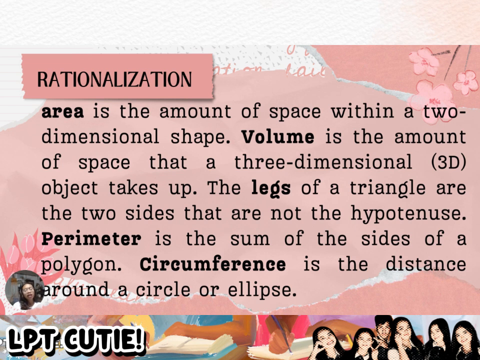So the area is actually the amount of space within a two-dimensional shape. Meanwhile, the volume is the amount of space that a three-dimensional object takes up. And the legs of a triangle are the two sides that are not the hypotenuse. So the perimeter is the sum of the sides of a polygon. Meanwhile, the circumference is the distance around a circle or ellipse. Since we are talking about the perimeter, or the sum of the sides, you just have to add the sizes of the sides of the triangle, which is the perimeter. So that's a really simple definition of a perimeter. The sizes of the sides added all together.